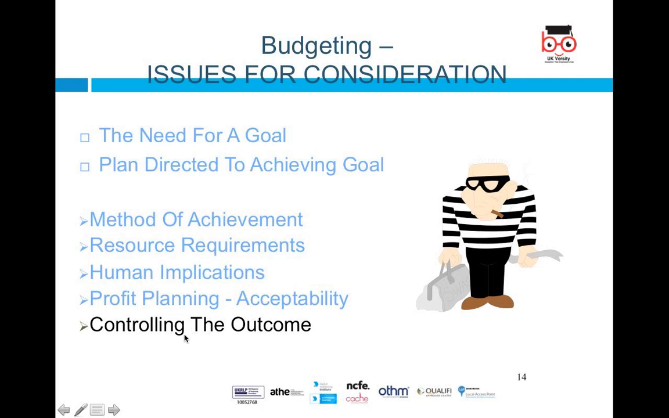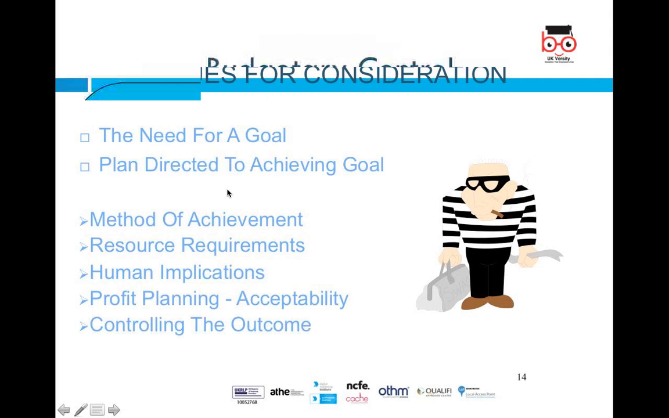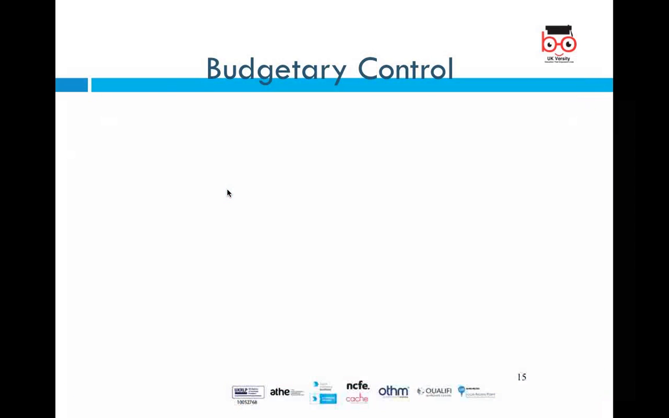And then the last one, controlling the outcome of the profit and everything. We need to reconsider, rethink, and control all of these aspects of issues for consideration, the need for a goal and the plan directed to achieving that goal.